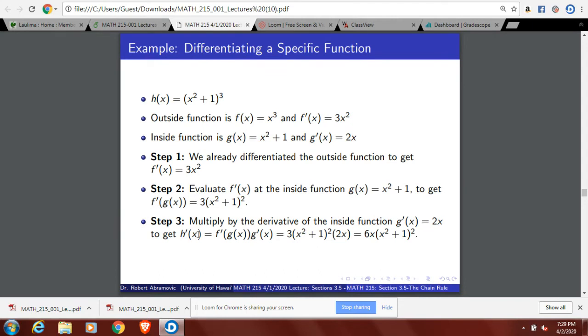Step 3, we multiply by the derivative of the inside function. We already saw up here g prime is 2x. So we multiply f prime of g of x by g prime of x to get 3 times x squared plus 1 squared times the derivative of the inside function. The inside function is 2x. We can bring it to the front. 3 times 2x is 6x. So we're left with 6x times x squared plus 1 squared.